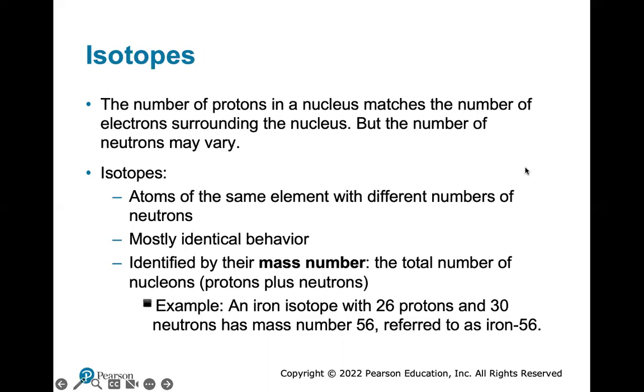let's continue. The number of protons in the nucleus matches the number of electrons surrounding the nucleus, but the number of neutrons may vary. Isotopes are atoms of the same element with different numbers of neutrons. The mostly identical behavior is identified by their mass number, the total number of nucleons, that's protons plus neutrons. An example is an iron isotope with 26 protons and 30 neutrons, which has a mass number of 56, referred to as iron 56.